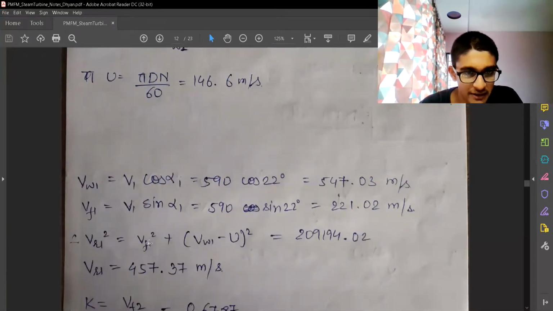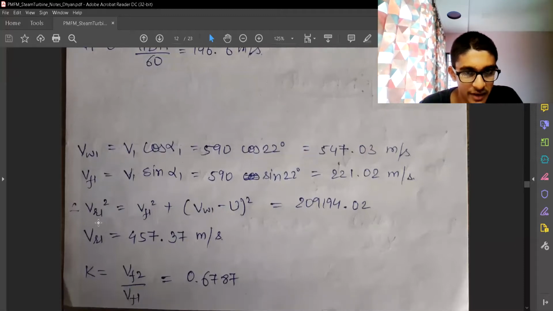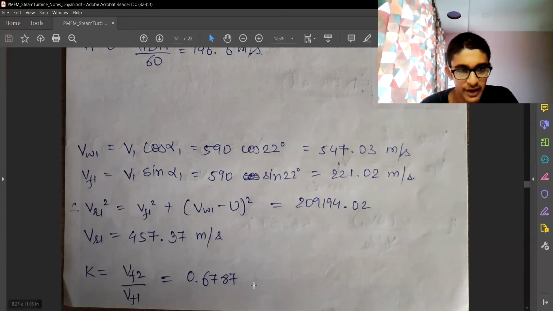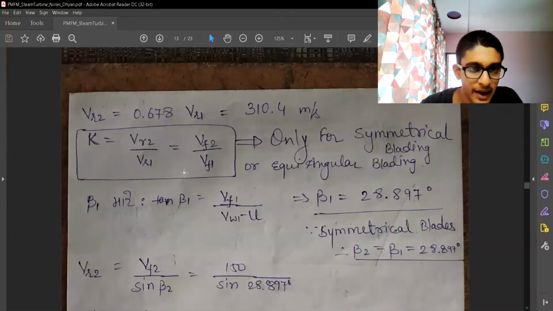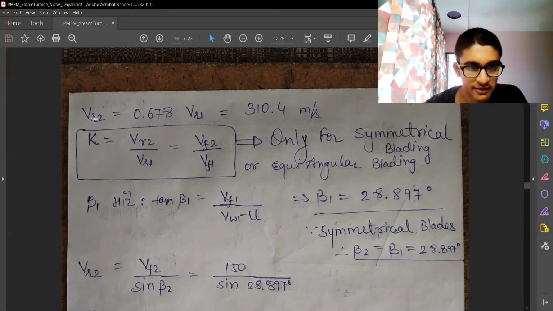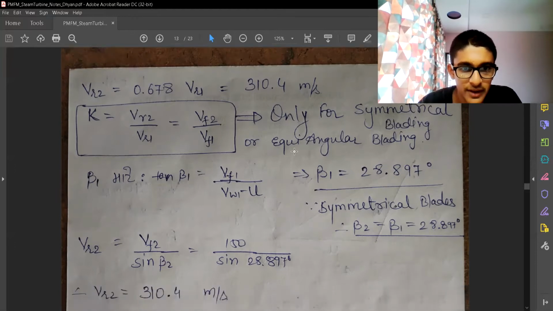These things are already given. Steam velocity and alpha 1 is given. So we can find Vr1 from that. Once we have Vr1, we can find K because Vf2 we have already figured out. Vf2 is already given. Vf1 we have figured out. So we have found the value of K, and Vr2 we can use K Vr1. So we can use this relation of K is equal to Vr2 by Vr1 to get Vr2.